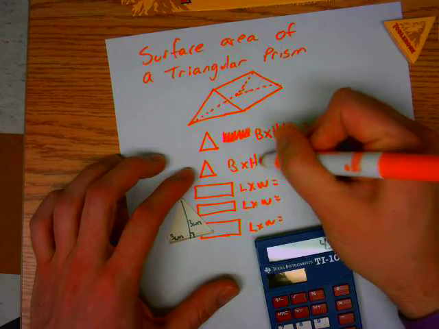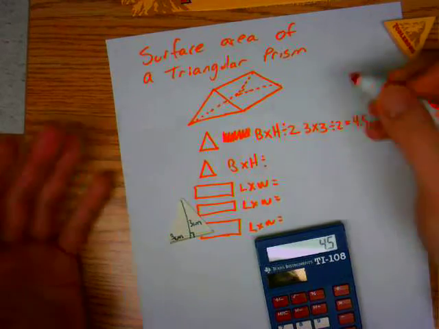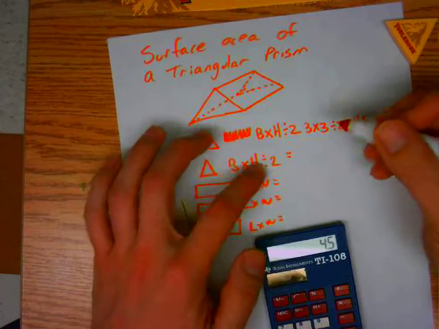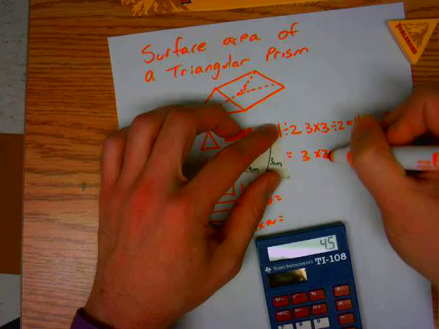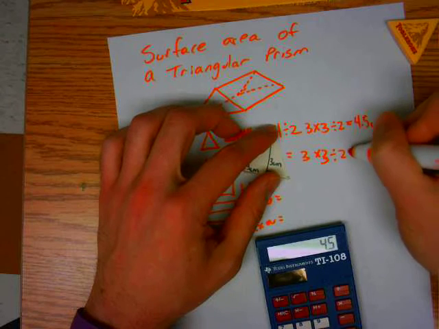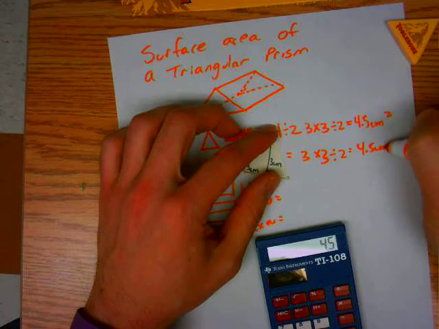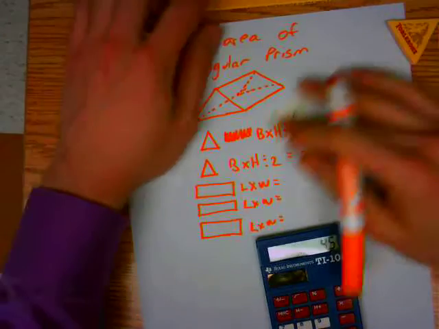We know that the other triangle is congruent, so we can do the math again, but it's going to give us the same answer because congruent means the exact same. So here we have base times height divided by 2, which is 3 times 3 divided by 2, which equals 4.5 centimeters squared. Moving on to the rectangles now.